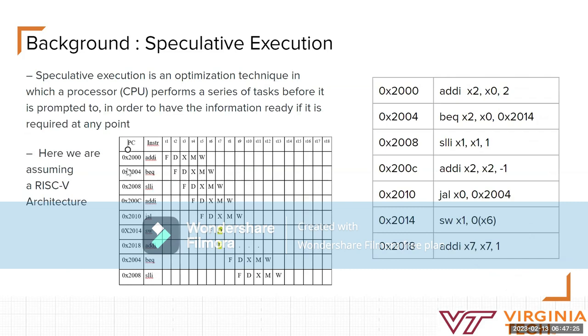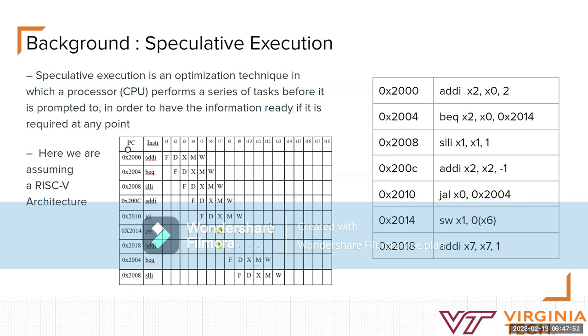Another important concept is speculative execution, and I'd say it's the most important concept for understanding this paper. Speculative execution is quite simple to understand. The literal meaning is that while the processor is executing a particular instruction, it speculates what the next instruction is going to be. It's an optimization technique in which a CPU performs a series of tasks before it is prompted to.